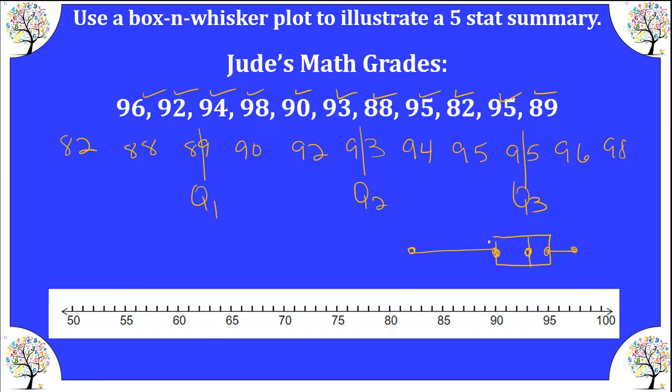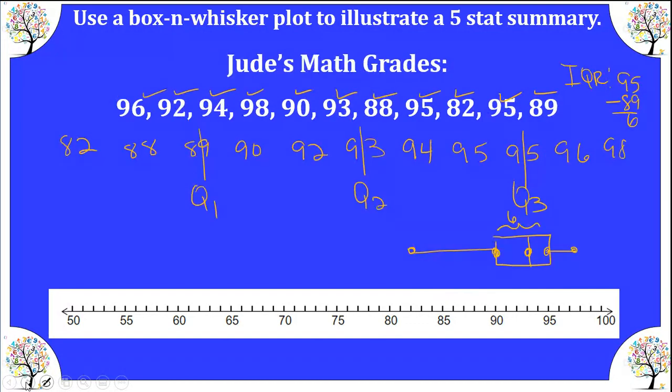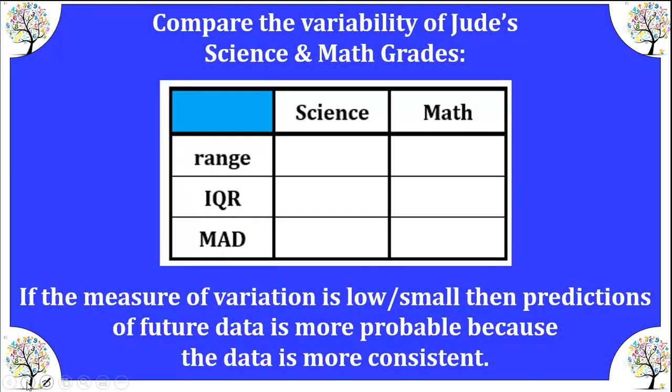So again, look at this box plot, and let's go ahead and do the IQR. We have 95 minus 89, that's 6. So his IQR, the length of this box, is 6 compared to a 12 with science. So you can see that he was way more consistent with math.